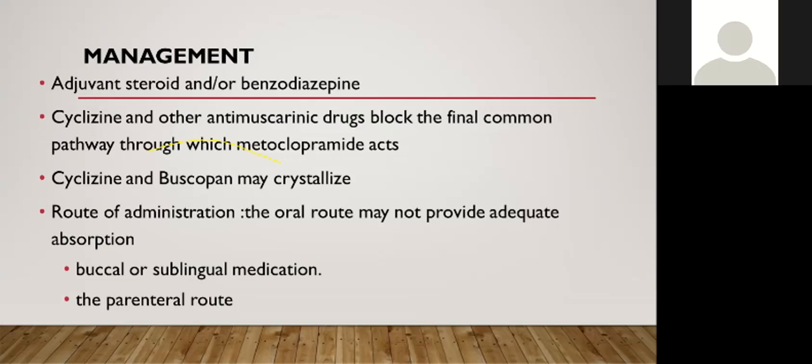Also consider the route of administration. If the oral route does not provide adequate relief, we need another route. In the hospital we can think of the IV route, but at home probably we'll go for the sublingual route and the subcutaneous route. And the thing to remember is all the medications that we have discussed here can be given by the subcut route.